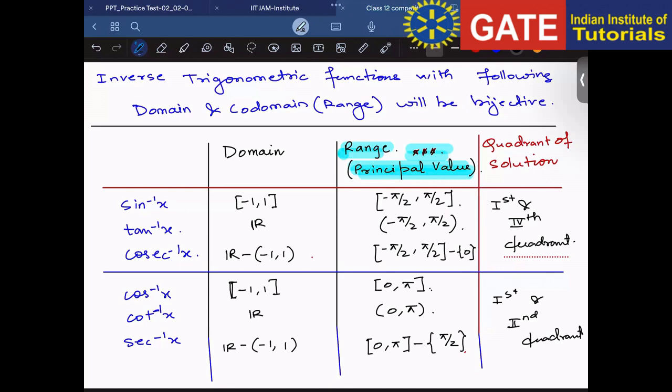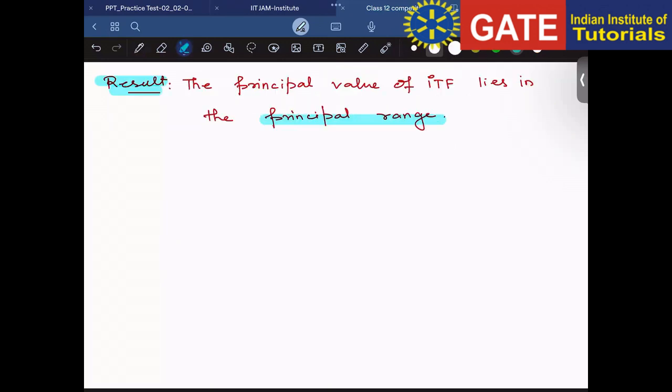Okay, next. See, an important result: the principal value of an inverse trigonometric function always lies in the principal range. Any question they give you, they will tell you to find the principal value, and that principal value needs to lie in the principal range. Understood? Now see, they have given you sine inverse of some value, like sine inverse of 3 pi by 10, and they tell you to find the principal value.